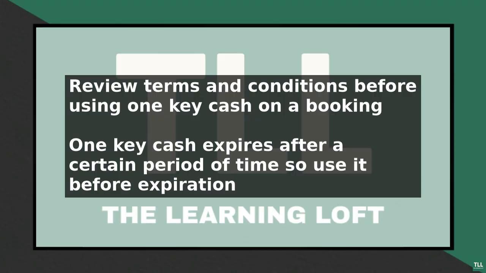In summary, using OneKey Cash on Expedia is a great way to save money on travel bookings. By earning and redeeming OneKey Cash, you can reduce the cost of your travel and make your bookings more affordable. Remember to always review the terms and conditions of your booking and use your OneKey Cash before it expires. With these simple steps, you can start using OneKey Cash on Expedia and enjoy more affordable travel.